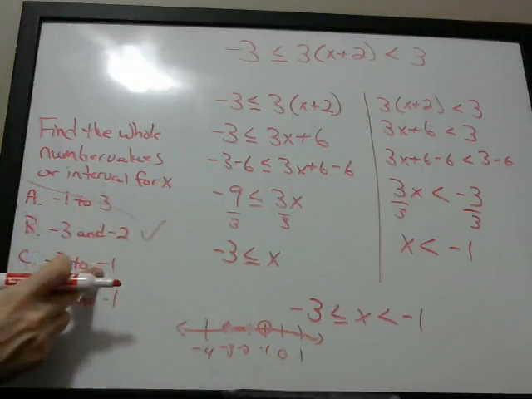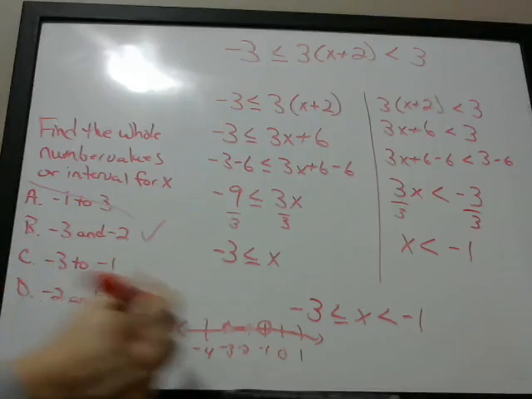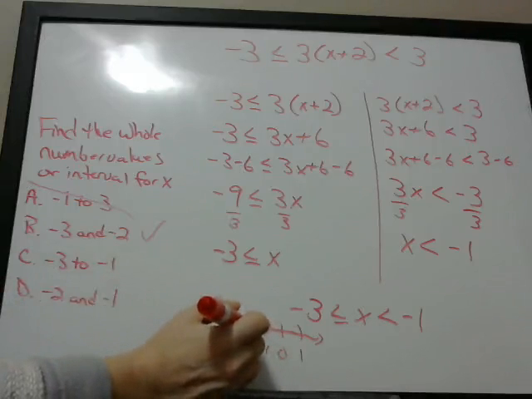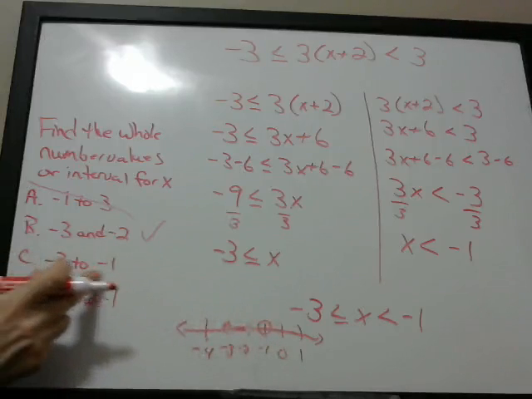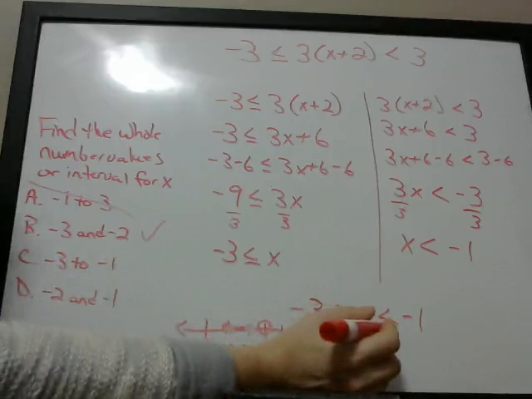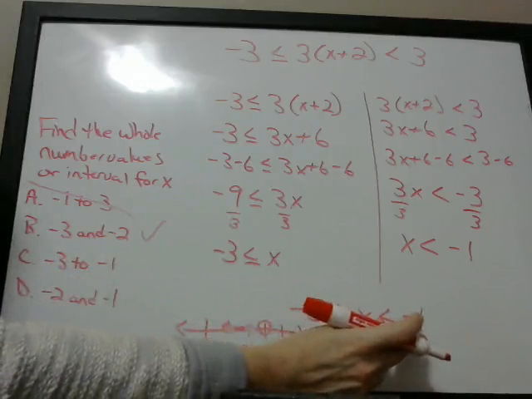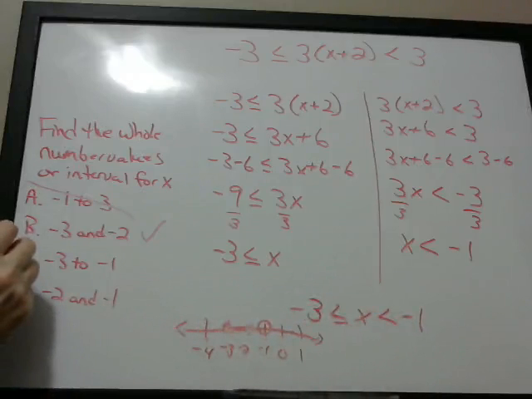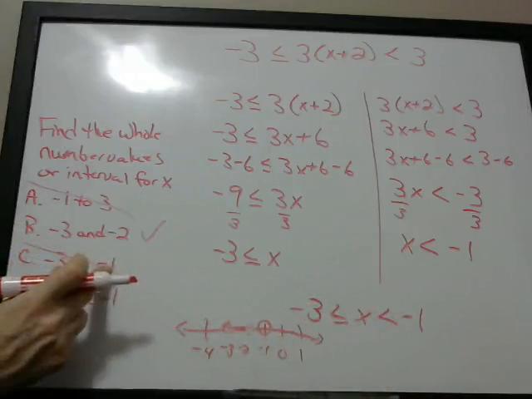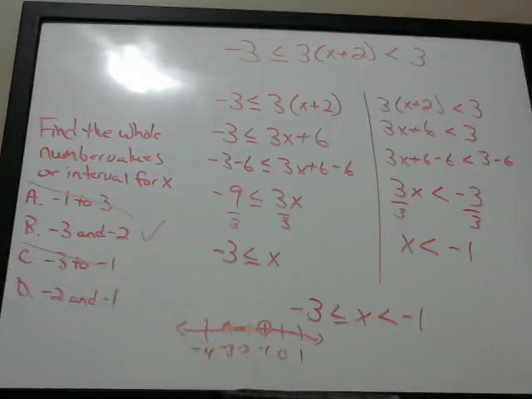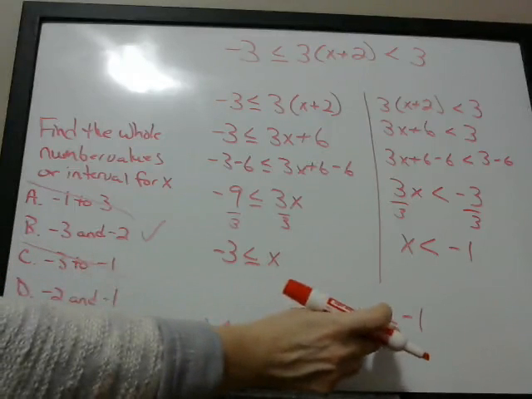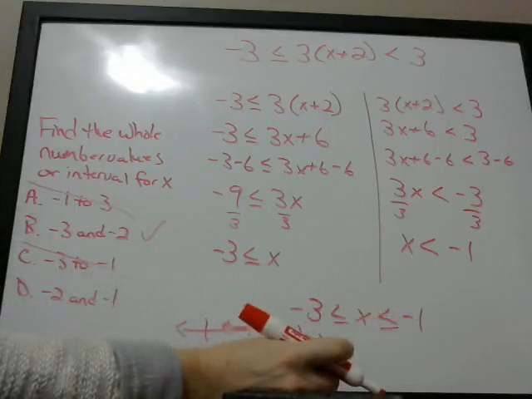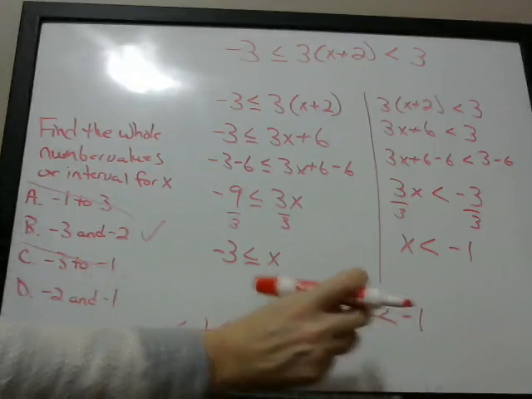Negative 3 to negative 1, that means it's the interval negative 3 to negative 1. But because it can't equal negative 1, this is a less than negative 1. It can't equal negative 1. This is not a right answer either, because this is saying that it can equal negative 3 and it can equal negative 1, and it can't. Only if this was a less than or equal to sign, but it's not a less than or equal to sign.